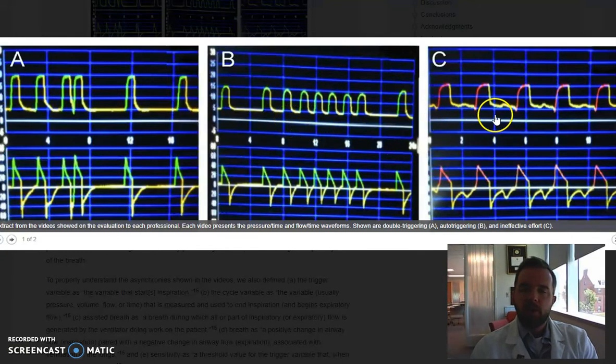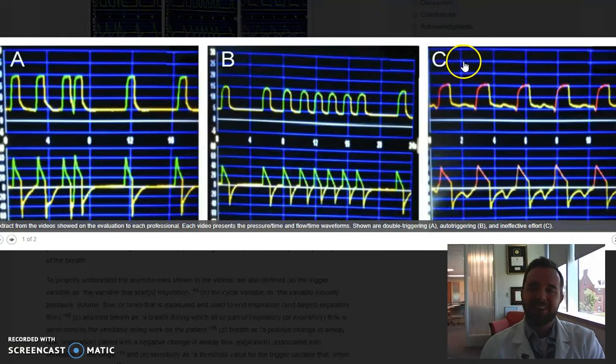So when you see auto-triggering like this, make sure and check the tubing from the ventilator all the way towards the patient. And then panel C here is red in terms of the upslope on the breaths. That tells you that the ventilator is giving those breaths. They're not being triggered by the patient. So here you have what's called ineffective triggering. The patient is making a small effort at triggering a breath, can't get it done, and the ventilator is having to initiate that breath.